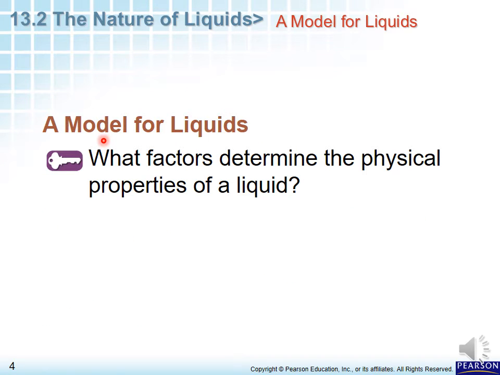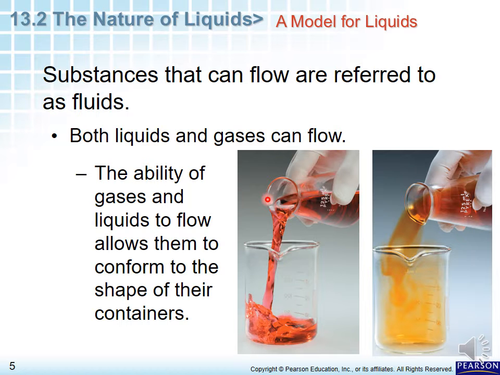So let's start. A model of liquid. What factors determine the physical properties of a liquid? Before I explain this, let's observe two examples. Substances that can flow are referred to as fluids. Means anything which can flow is called fluid. So it's not necessary only liquid can flow. Gases also. Okay, so both liquid and gases can flow.